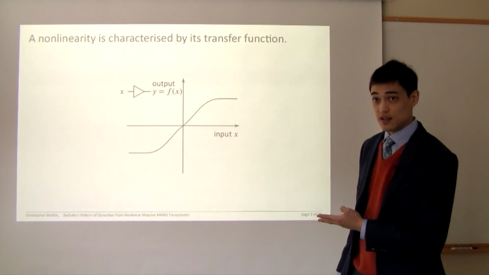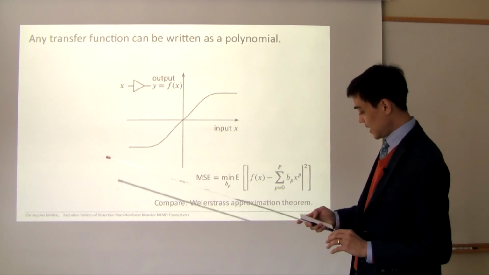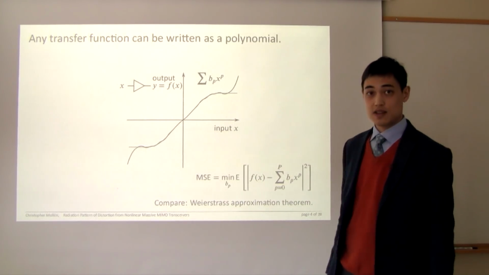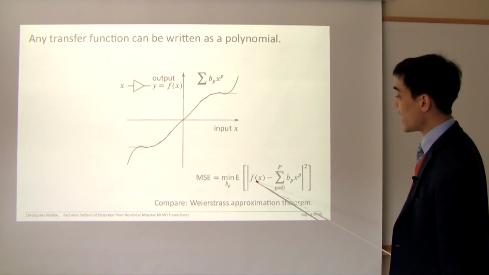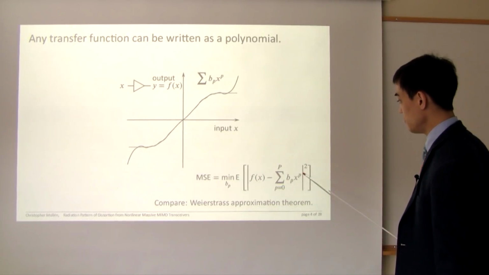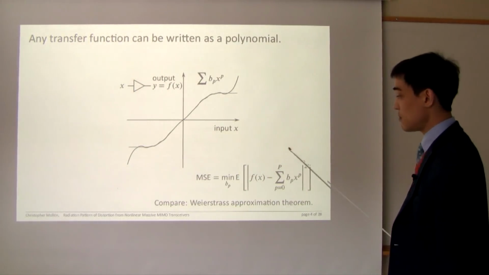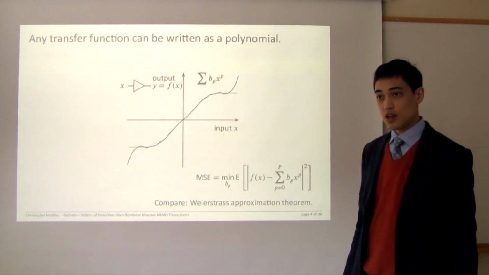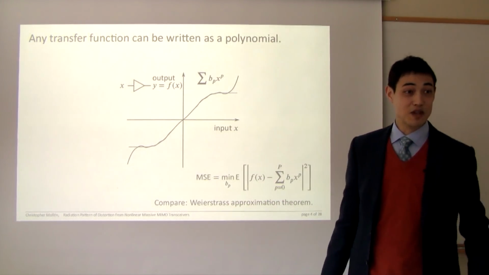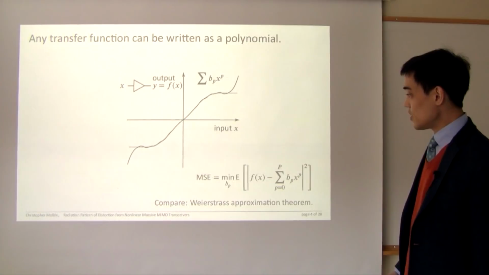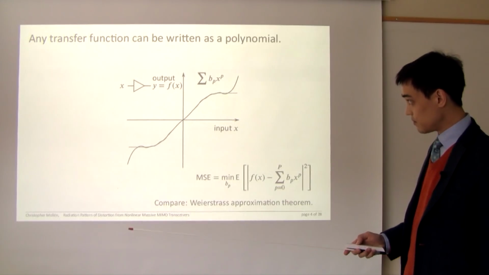Any transfer function like this can be arbitrarily well approximated by a polynomial like this, or at least in a mean square error sense. That is, if we replace the actual transfer function with a polynomial of sufficiently high order, then the mean square error can be made arbitrarily small. For the experts among us, the Weierstrass approximation theorem might come to mind. So what we will do is analyze the nonlinearity using a polynomial like this.